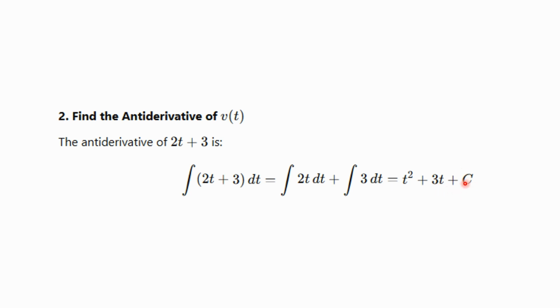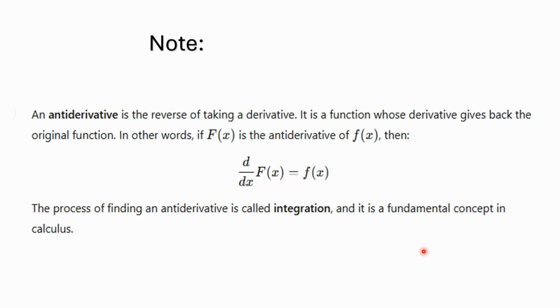We're adding the integral constant on here. So we end up with t squared plus 3t plus c. All right, 2t squared plus 3t plus c.